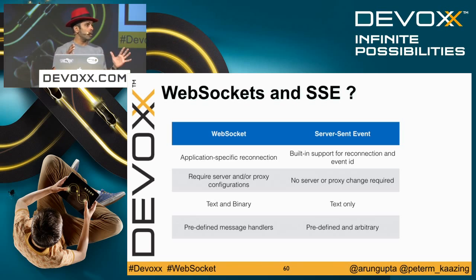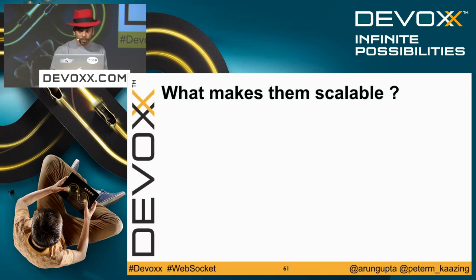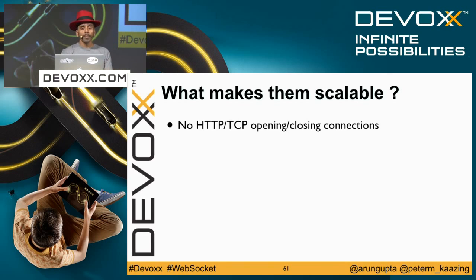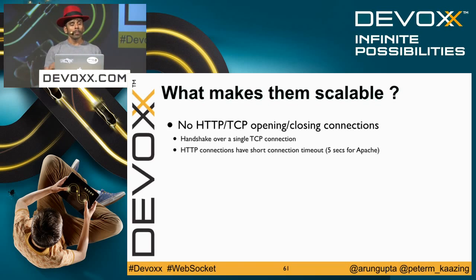Now, WebSocket is not a panacea where you say, oh, you know what, I'm going to solve world hunger with it. There are still issues with production going around it. We'll talk about it. One of the questions people ask again is, what makes WebSocket scalable? Well, we saw how WebSocket does not require HTTP opening and closing a connection for every message. That's the important part. The handshake is done over a single TCP connection, and then you hold on to that TCP connection and do unlimited message exchange between client and server. In contrast, if you look at Apache, which is the most popular HTTP server, there is a 5-second timeout for HTTP connections. So you have to reestablish the connection again.